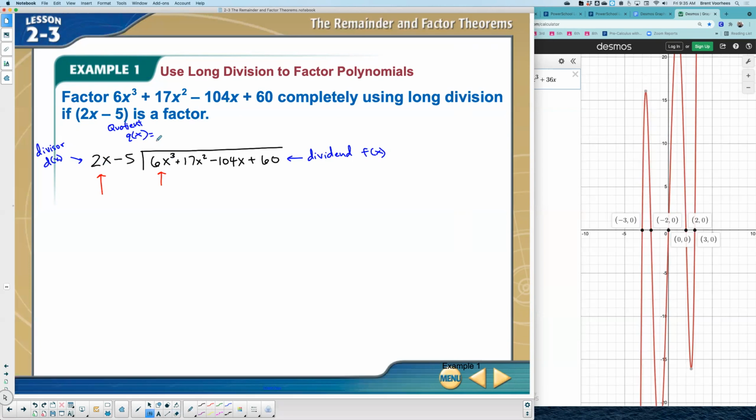I like to do it right on top of where I am. And honestly, it doesn't matter where you write it. But I write down directly over the step I'm working on. 6x cubed divided by 2x is 3x. So that's my first term.